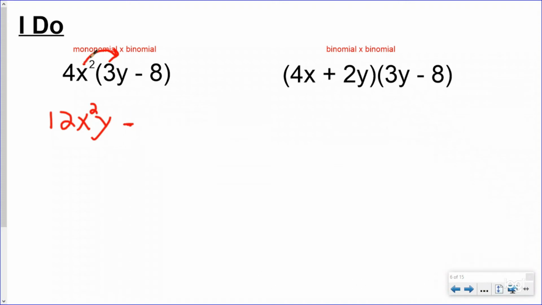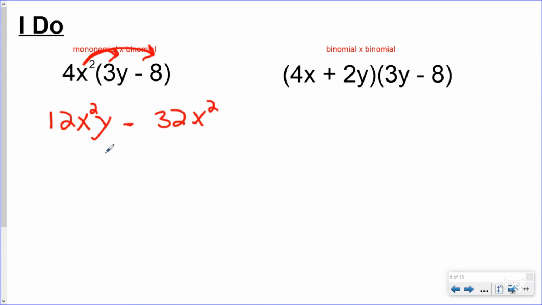Minus, because you keep a sign, and you're going to distribute that out, coefficient times your constant would be 32. This did not have a variable, so your variable is going to stay the same, and that would be x squared. And this is how you would simplify or distribute a monomial times a binomial.